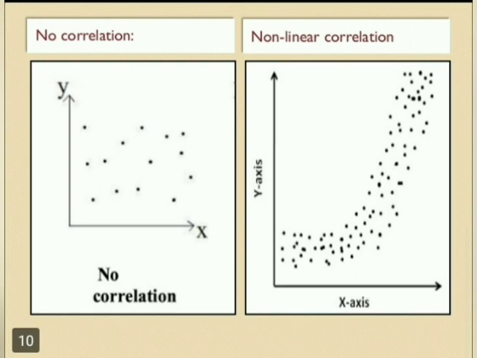Here the first graph is of no correlation. In this graph we are able to see that all the data is completely scattered in all possible directions. Second one is non-linear correlation, in which the graph is in the format of a curve or parabola, which is not linear, hence it is known as non-linear correlation.